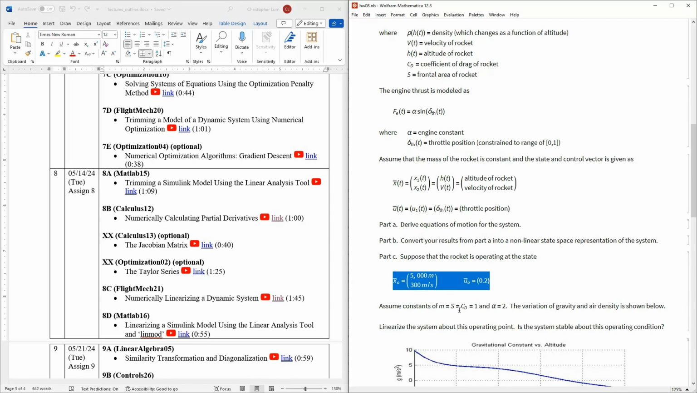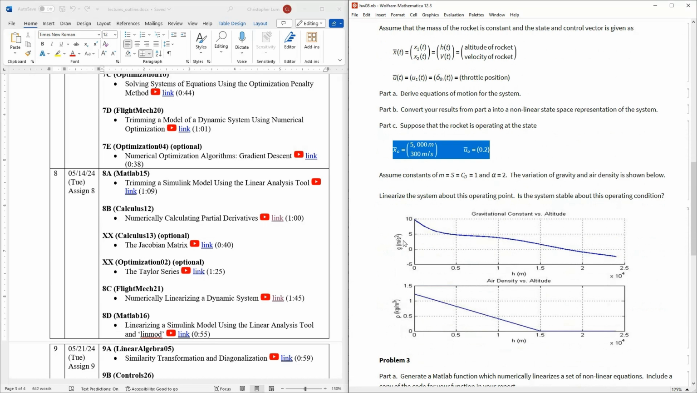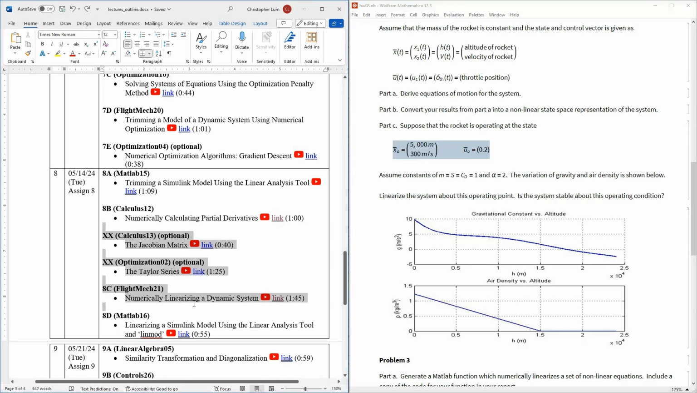One thing that I've seen students get a little bit tripped up on is I provide you these graphs here. You're going to want to know what the gravity is at any given altitude. You're also going to need to know the air density at any given altitude. And when you're calculating these partial derivatives, you're going to have to find the slope of some of these curves. All I want you to do is approximate what the slope is. So literally get yourself a ruler, find tangent lines where you think it's appropriate, and find out what the slope of these are. You're going to need some of those terms.